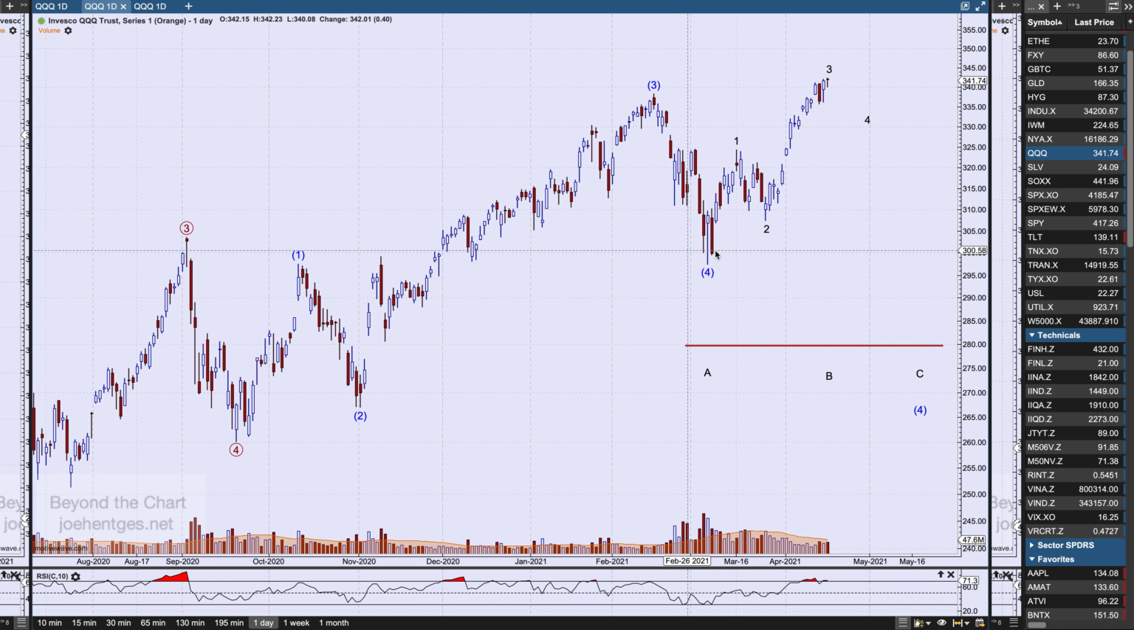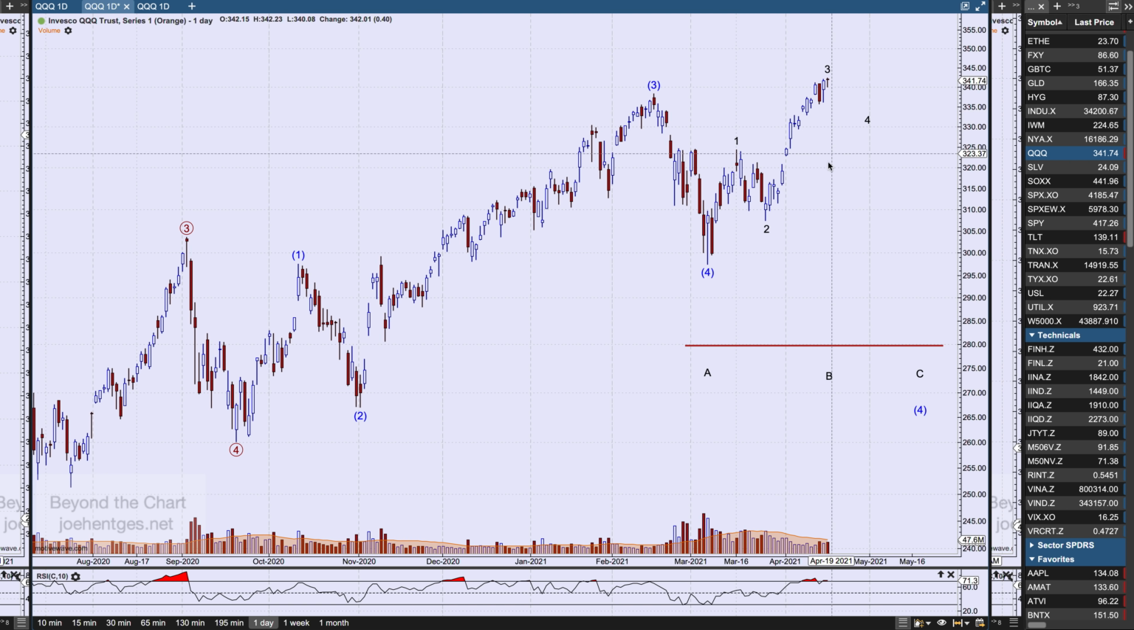Now, here's the alternate count. So with this count, as a preferred count, here's what I think could be going on. We could push a little bit higher in a wave 3, but I think there's a decent chance that this may have completed at the high on Friday, which would imply a 4th wave pullback, which shouldn't be as sharp as this wave 2. It should be more of a choppy sideways.